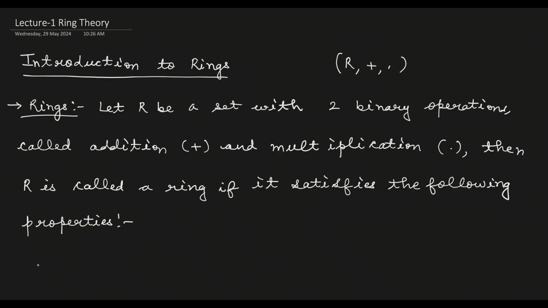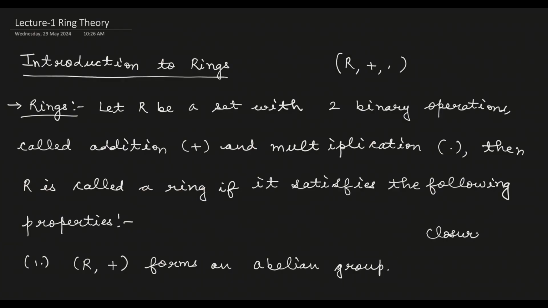So first property, R with respect to addition forms an abelian group. Means it will satisfy the closure property, associative property, existence of identity, inverse and commutativity.